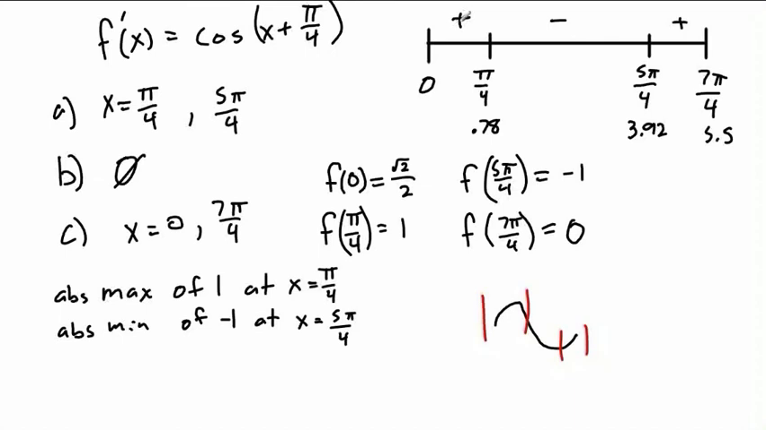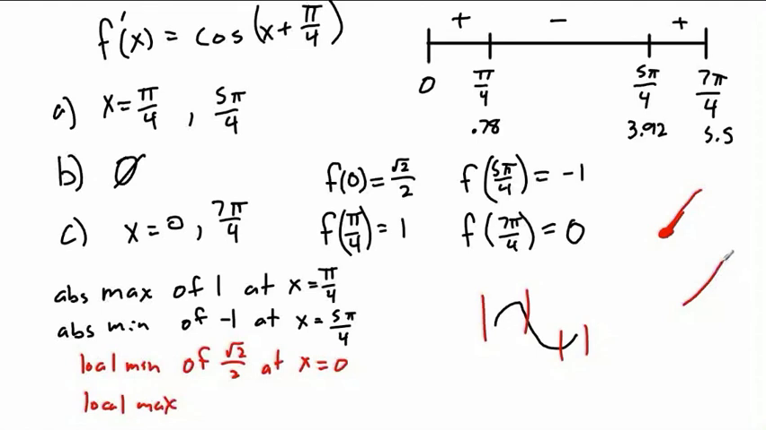So if my derivative starts off positive, I know I'm going to have a local min on my endpoint. So I'm going to have a local min of the square root of 2 over 2 at x equals 0. And then I'm going to have a local max, because here on the end it's going to be this way, and then the endpoint's going to be on the right-hand side, which means now it's going to be a max. A local max of 0 at x equals 7 pi fourths.